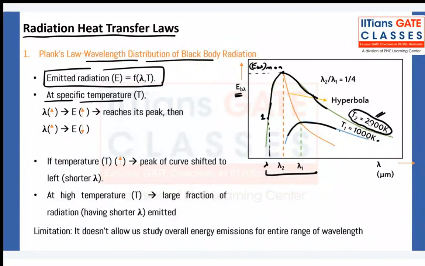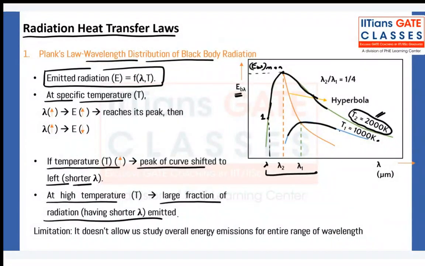Lower the temperature, larger the wavelength. So if temperature increases, the peak of the curve shifts to the left. That means towards the shorter wavelength. At high temperature, a large fraction of radiation is emitted at shorter wavelength.